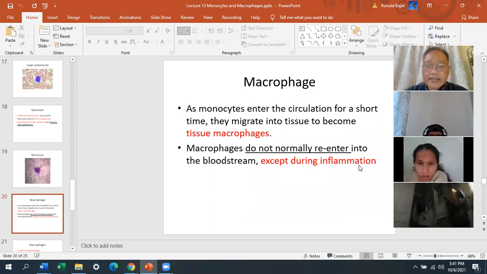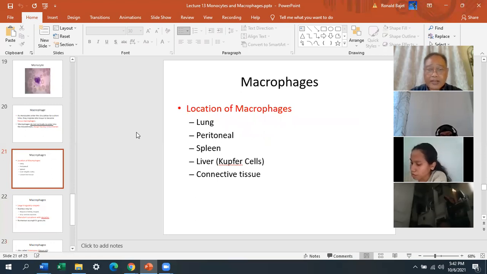Okay, so monocytes enter the circulation for a short period of time, then they migrate into the tissue and become tissue macrophages. And I described for you what macrophages do. They don't normally re-enter the bloodstream. So once they go into the tissue, they don't usually come back except during intense inflammation. I've never seen a macrophage on a peripheral smear. Usually they're monocytes. Macrophages are huge, I'll show you that in a minute. Where are the macrophages located? They're located in the lung, the peritoneal cavity, the spleen, liver, and connective tissue.